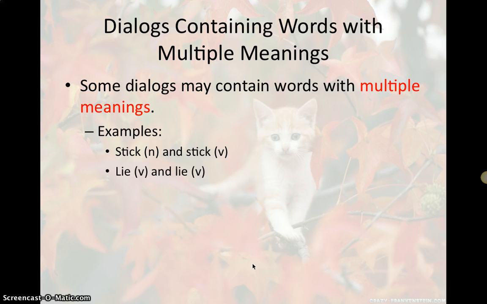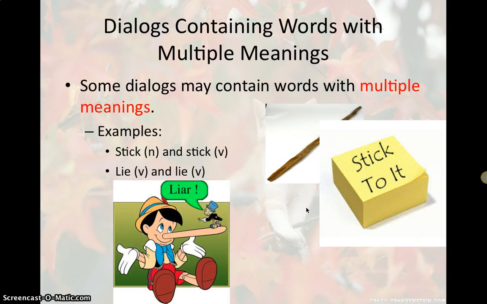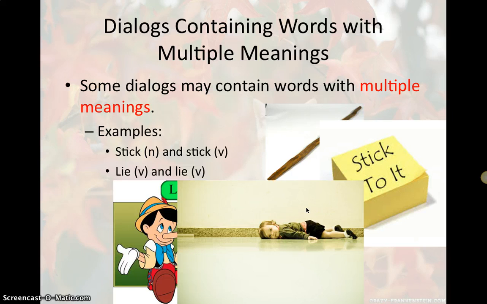So some examples are the noun stick, which is like a piece of wood, or the verb stick, which means to stick to something, like a sticky note. Also, the verb lie, which means to not tell the truth, like Pinocchio, or to lie, as in to lie down, the verb. So again, these are words that are spelled exactly the same and pronounced the same, but have a different meaning.